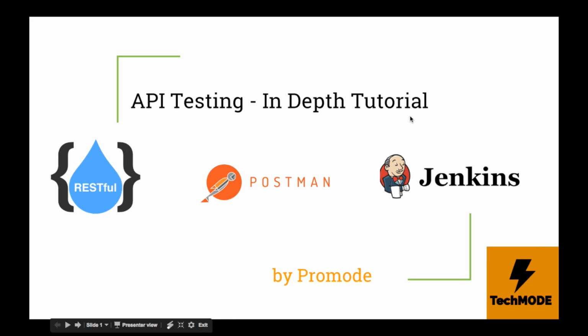So today what we are going to do is that we will be learning API testing, and it's an in-depth tutorial. We'll start with what exactly an API is, and in the upcoming videos, in part one and part two, we will use Postman to test our API, and we will automate our APIs in Jenkins, and we'll monitor those APIs. So in this tutorial, what you can expect is that you will understand what exactly an API is and what exactly you have to test while doing API testing. So let's get started.